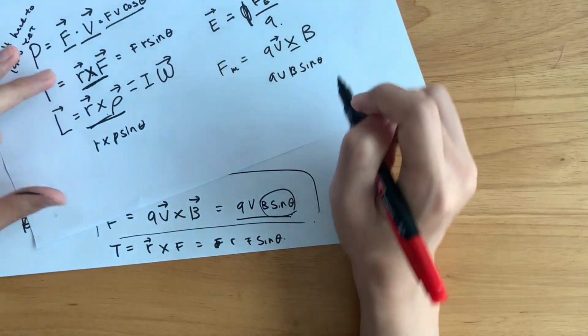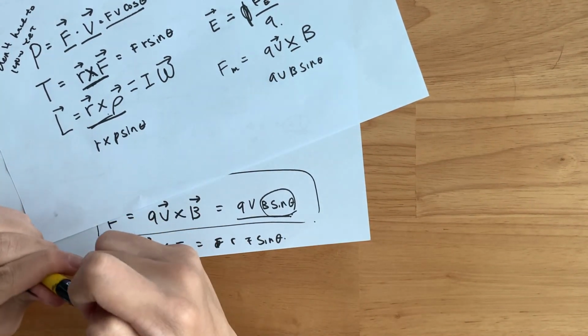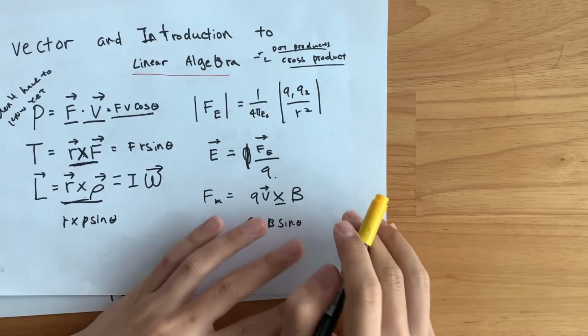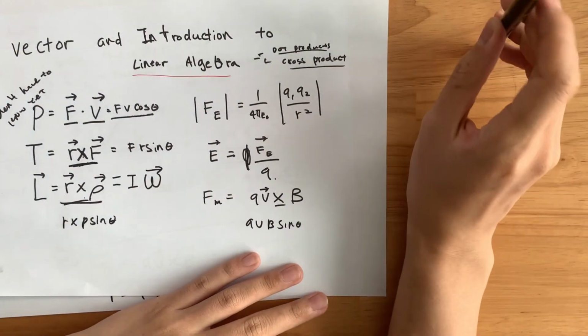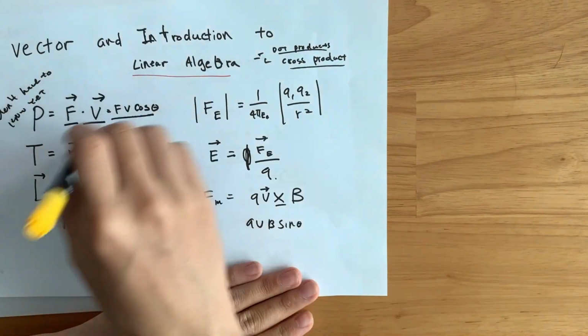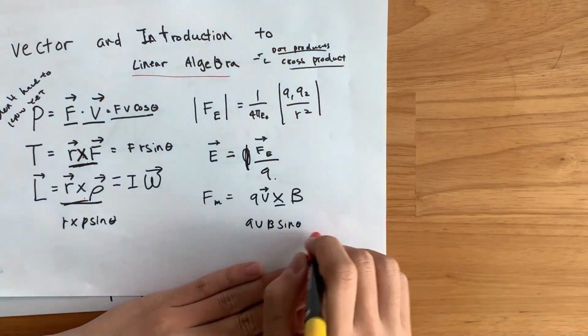So this one was what cross product is. It was just a little bit of introduction to linear algebra, but I don't think it was super hard. I think this is just the basics of some vector notations that you gotta know for physics class.